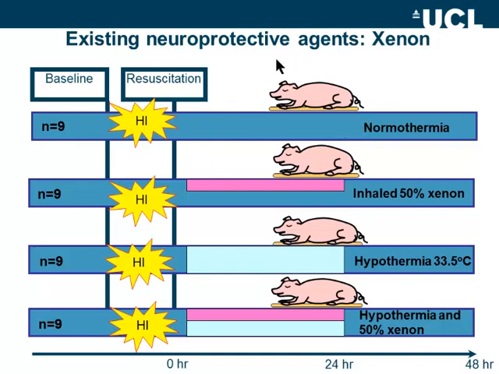one of the latest final studies before xenon was tried in the clinical trial was done in our lab by Nikki Robertson and her team. This is a study where you have your piglets and they all have HI. HI is actually controlled in our lab. We perform the HI under phosphorus spectroscopy, so we can tune it to get exactly the reduction of brain metabolism that we want. And so you can compare normothermia to inhaled xenon or hypothermia with inhaled xenon.